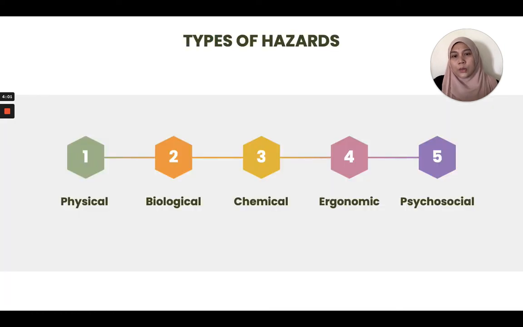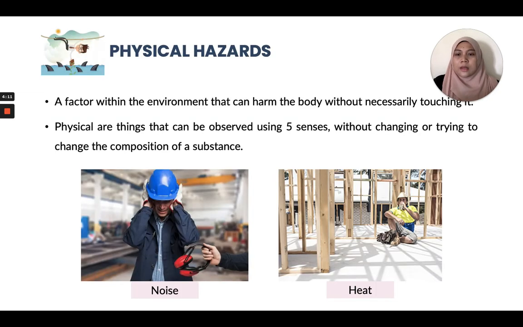A common way to classify hazard is according to the category. There are physical hazard, biological hazard, chemical hazard, ergonomic, and psychosocial hazard. So how do we know what is physical hazard? Physical hazards are things that can be observed using the 5 senses without changing or trying to change the composition of the substance. For example, noise, heat, working at height, and working in the confined space.